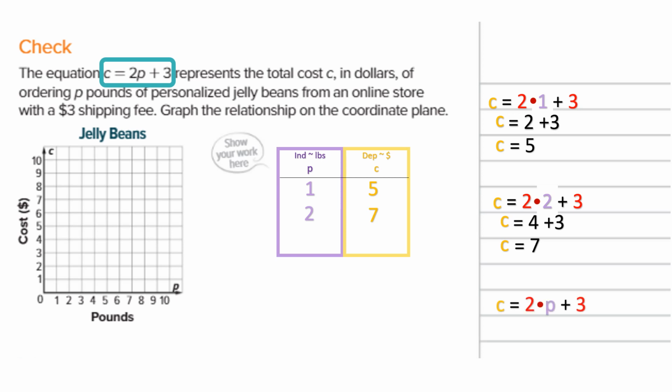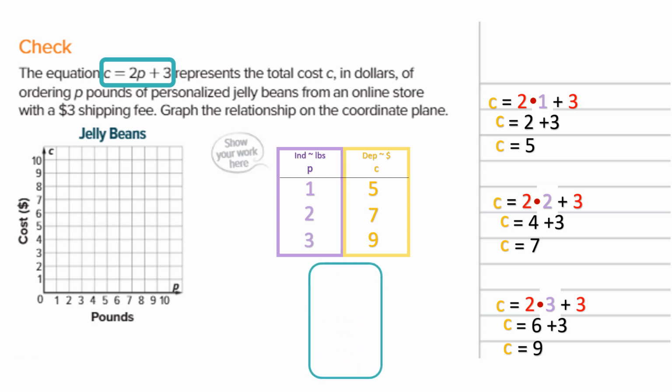I always like to do 3 of them, so let's do at least 3. So now we're going to plug in, once again, as my independent variable, a 3. So now I have C is equal to 2 times 3, and that's 6, plus 3. So in that situation, C is equal to 9. So now I have my chart filled out for 1, 2, and 3 in my independent variables, and their outcomes or their outputs, their answers, in my dependent variables.